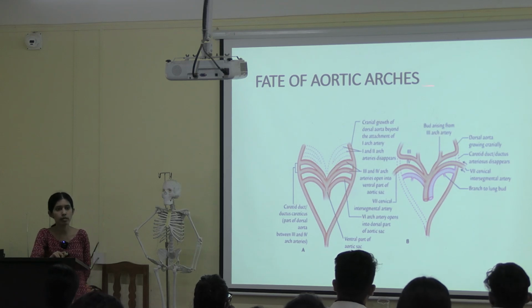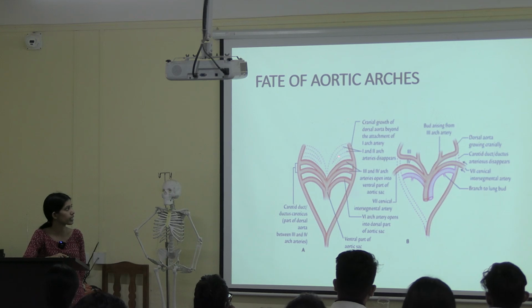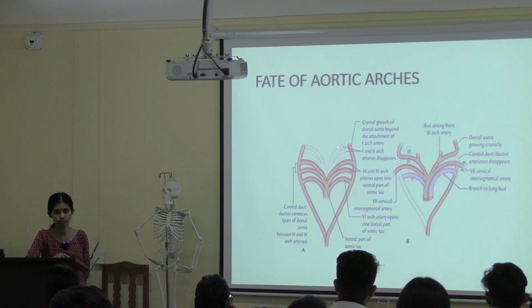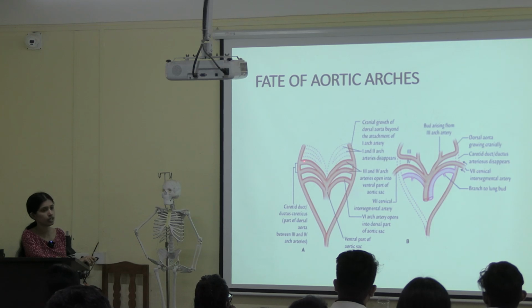Okay. As I already mentioned, in the fifth and sixth week, disappearance of first and second aortic arches takes place. The dotted line represents the disappearance of that particular structure. Okay. Here we are seeing the disappearance of first and second aortic arches, but only the dorsal aorta that is attached to your first and second aortic arches will remain. Okay. And the dorsal aorta here. The dorsal aorta part present between your third and fourth aortic arch is called carotid duct or ductus caroticus.